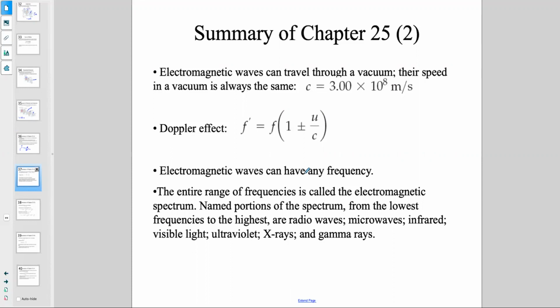Electromagnetic waves can have any frequencies. The entire range of frequency is called the electromagnetic spectrum, sometimes called the electromagnetic spectrum of light. The named portions of the spectrum, from the lowest frequencies to the highest frequencies, are radio, microwaves, infrared, visible light, ultraviolet, X-ray, and gamma rays.